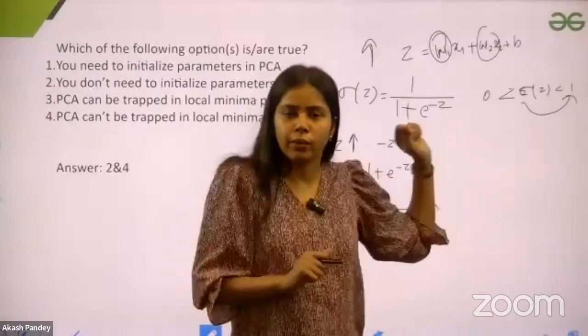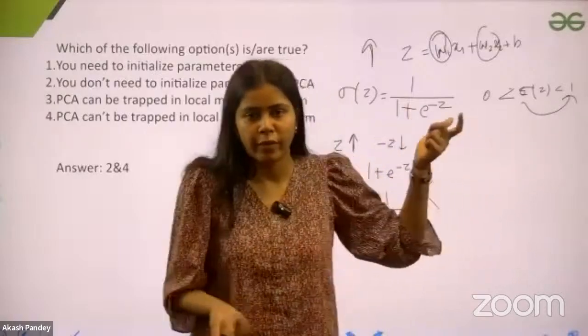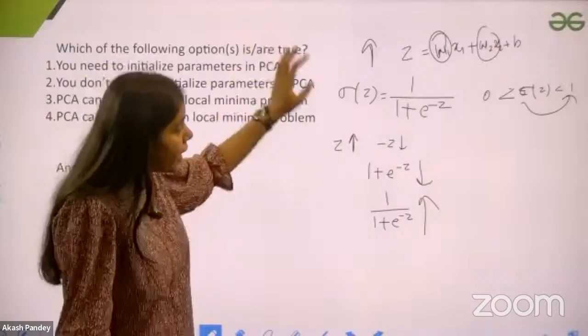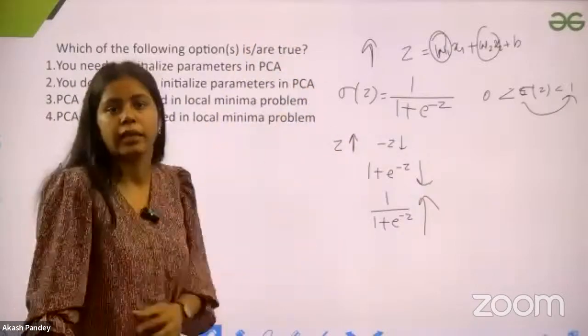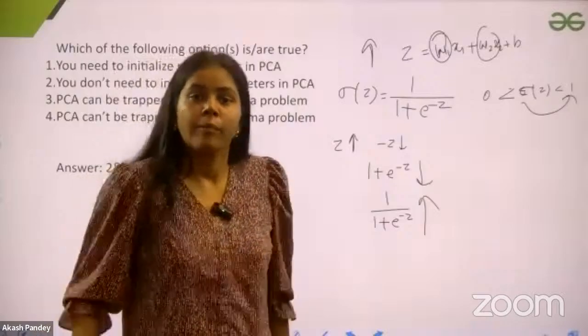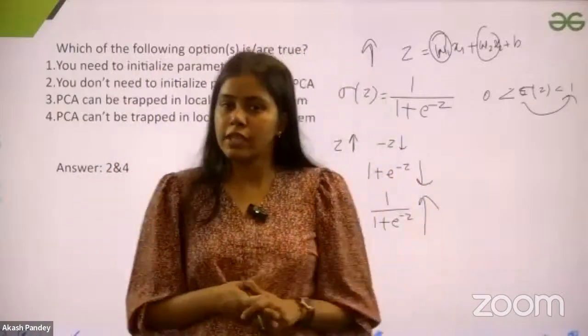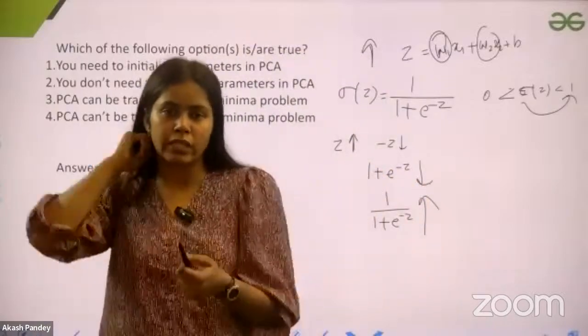What is the probability of being in class 0? That is given by 1 minus sigma z, right? So that's why we say that there is more interpretation compared to any other model. Now you would say, ma'am, the naive Bayes algorithm also gives us probability, right? This would be the question.